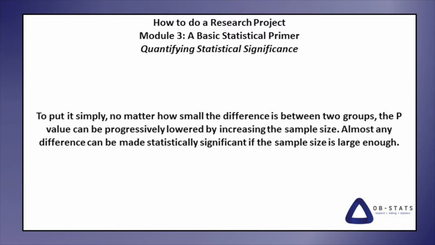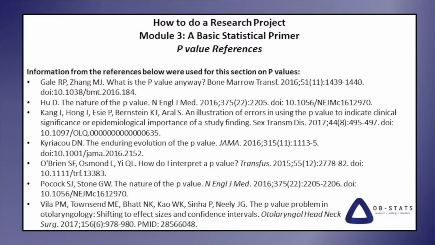To put it simply, no matter how small the difference is between two groups, the p-value can be progressively lowered by increasing the sample size. Almost any difference can be made statistically significant if the sample size is large enough. Information from the references below were used for this section on p-values.